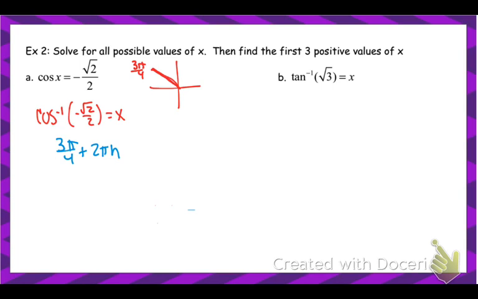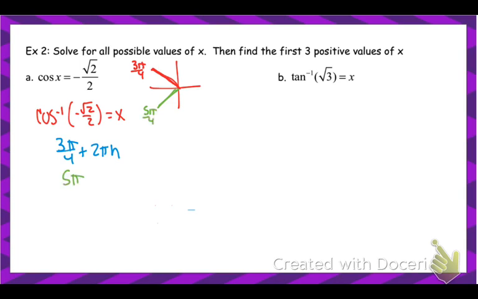So we can add or subtract 2 pi as many times as I want to. If you want to write plus or minus 2 pi n, that's fine. I've always just done plus 2 pi n and assumed n could be negative. So that's one answer. Your other answer is down here in quadrant 3. So you'll notice that x coordinate is negative root 2 over 2 at 5 pi over 4.